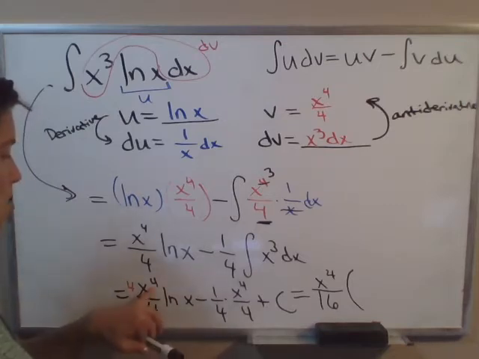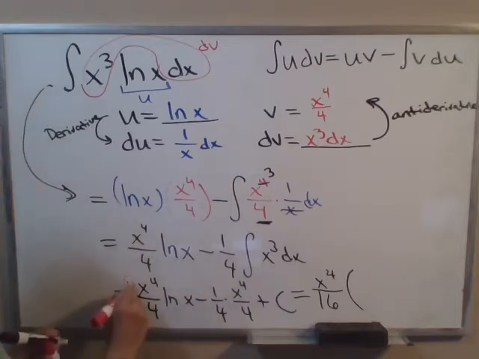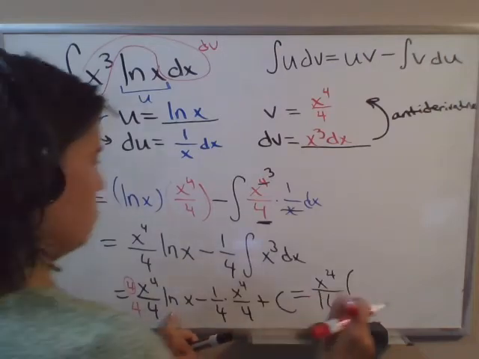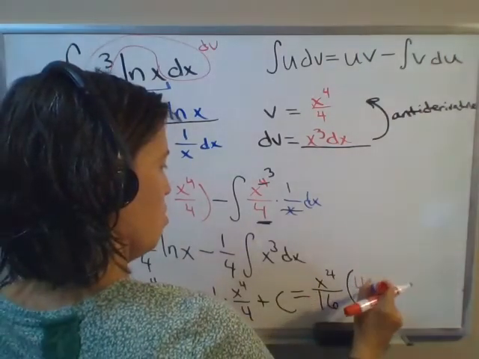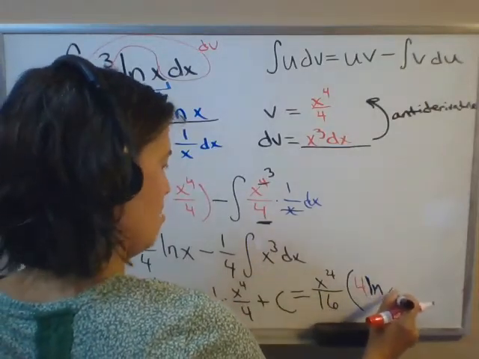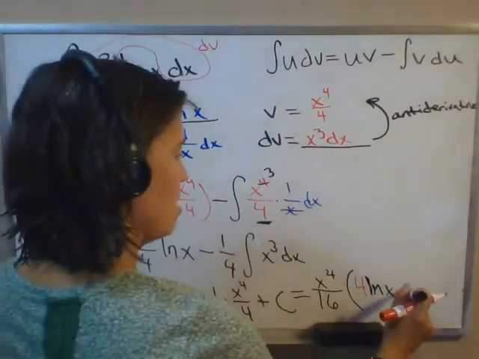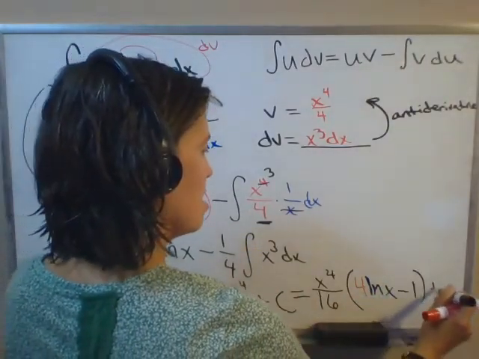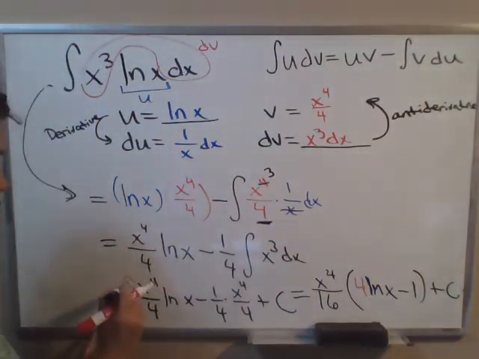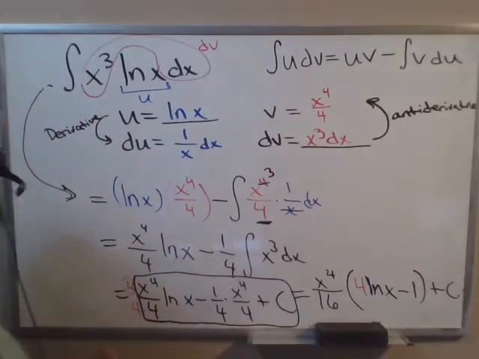So if I factor out x to the 4th over 16, I'm left with, still got this 4 in the numerator, so 4 times ln of x minus, we factored out x to the 4th over 16, so minus 1, plus c. Okay, this is the pretty way to write your answer, but I would accept this for full credit here.